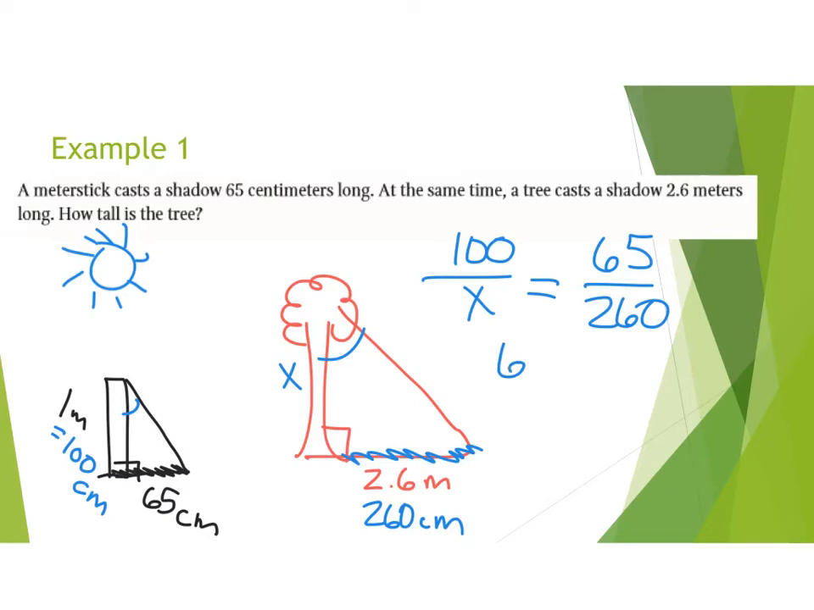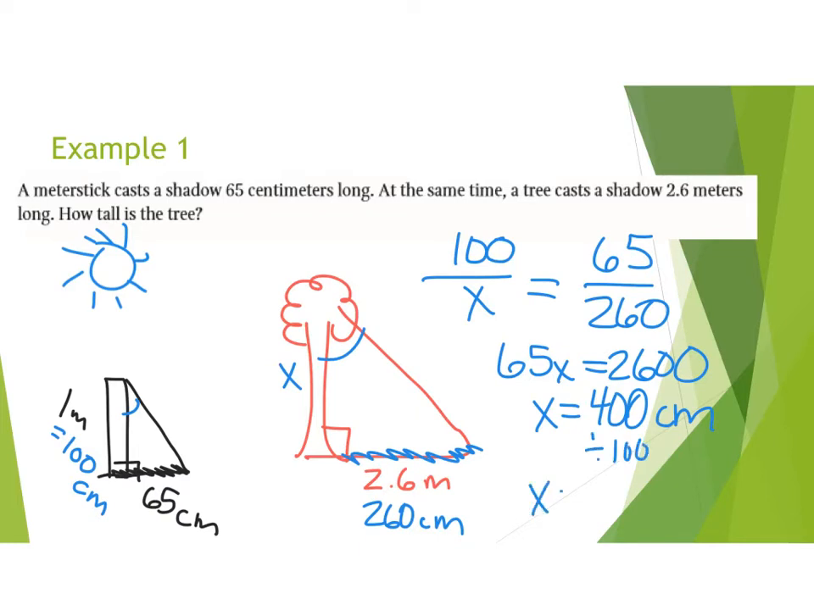Do your math and you should come out with 400. X is 400. Now that's in centimeters. I'm going to answer it in meters now, so I'm going to divide it by 100 centimeters for each meter, and X will be 4 meters tall. That's how tall the tree is.